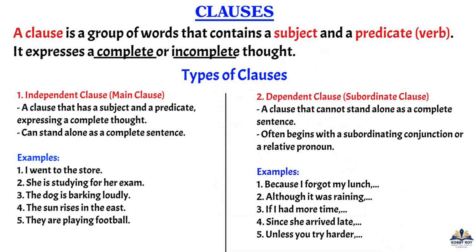The second type we have is the dependent clause, or subordinate clause. It is a type of clause that cannot stand alone as a complete sentence. It often begins with a subordinating conjunction or a relative pronoun.